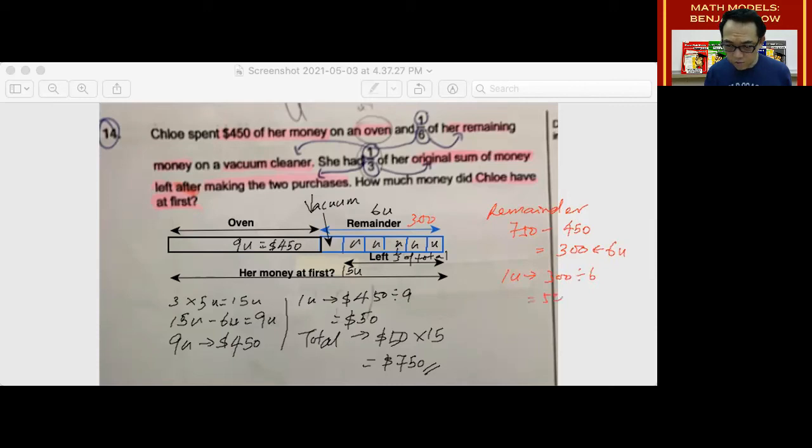So if this represents 6 units, then 1 unit would give us 50. And if that's the case, how much is left? The amount left is 50 times 5, which is 250. And if we take 250 and divide by the total of 750, it should give us 1/3, which is exactly what they said. And therefore, we know we are right. That's how you check.